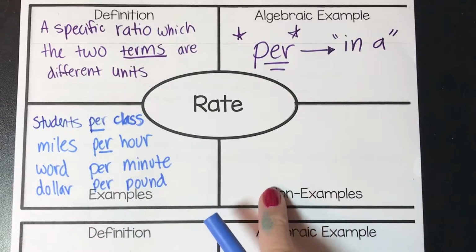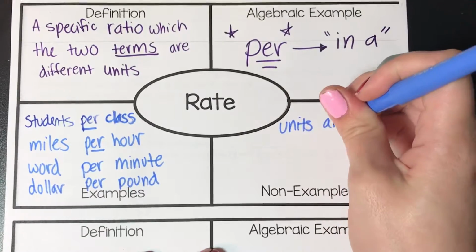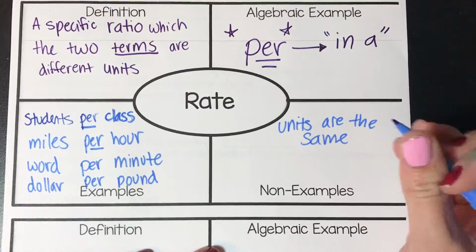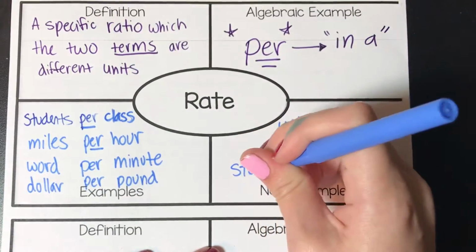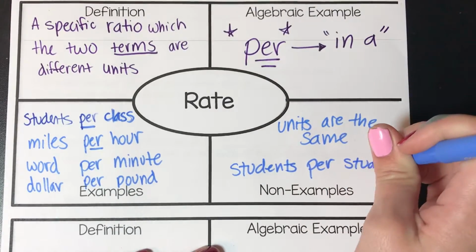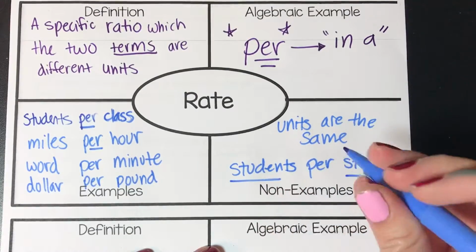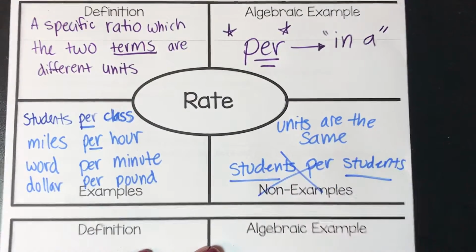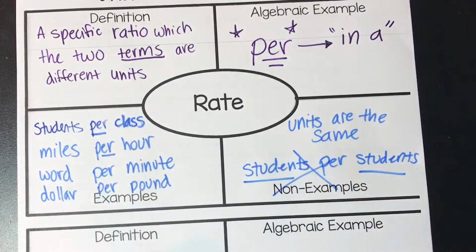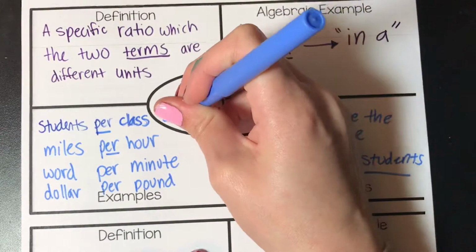So a non-example of something that wouldn't work would be if the units are the same, like if I was comparing students per students. Because the things I'm talking about are both the same, they're both students, this would not work. That's a non-example. So you're looking more in this range. Students per class. There are 30 students for every one class.